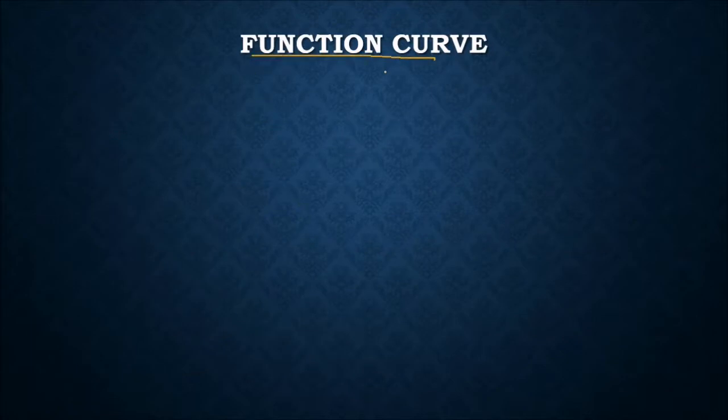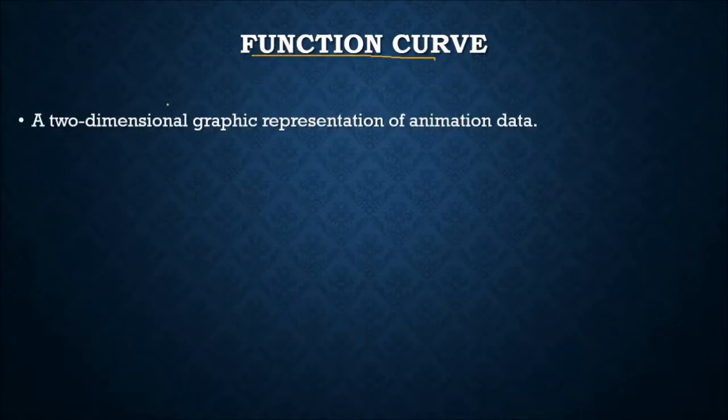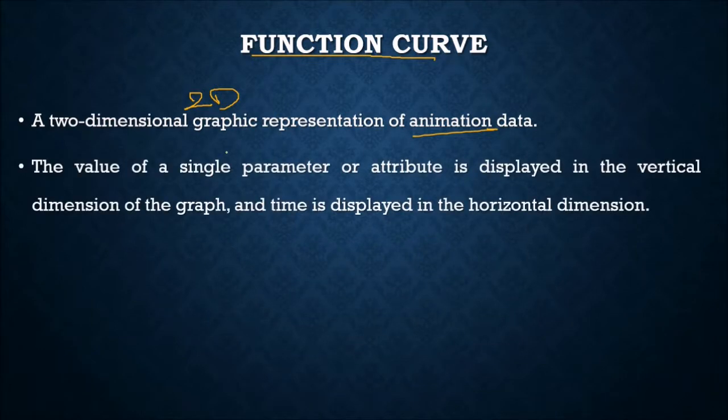Then what is a function curve? A function curve is a two-dimensional graphic representation of animation data. The value of a single parameter or attribute is displayed in the vertical dimension of the graph, and the time is displayed in the horizontal dimension.